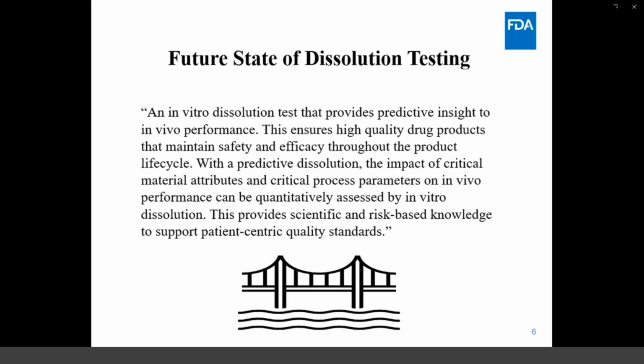With a predictive dissolution, the impact of critical material attributes and critical process parameters on in vivo performance can be quantitatively assessed by the in vitro dissolution. This provides scientific and risk-based knowledge to support patient-centric quality standards. I've included a cartoon of a bridge at the bottom of this slide to show how we're bridging this scientific and risk-based knowledge to the patient-centric quality standards.